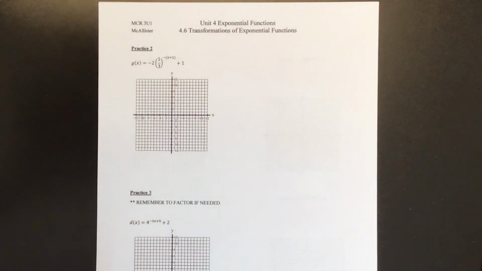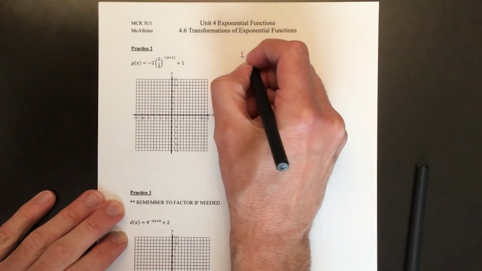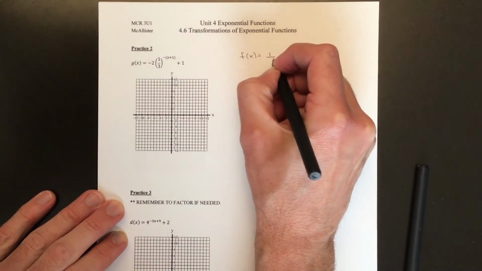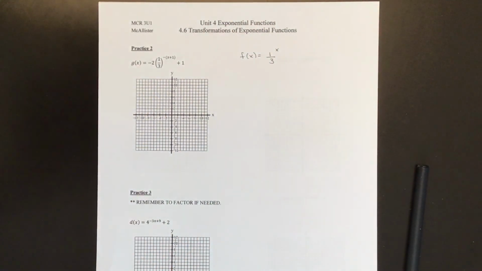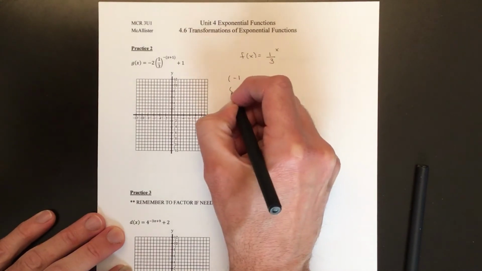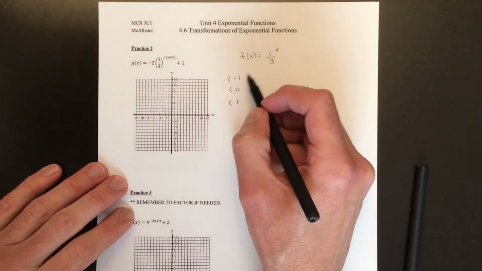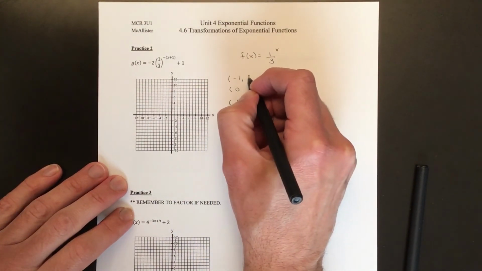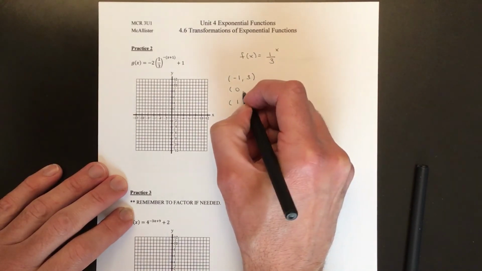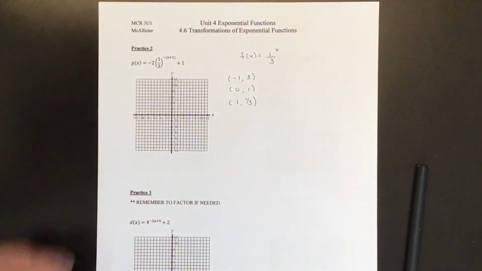Let's look at our next example. First thing we need is the base, right? So in this case, the base is 1/3. f(x) equals 1/3 to the exponent x is our parent function. From that, we always use -1, 0, and 1 to get our 3 points. Always. So 1/3 to the exponent -1 is 3. 1/3 to the exponent 0 is 1. And 1/3 to the exponent 1 is, of course, a third.